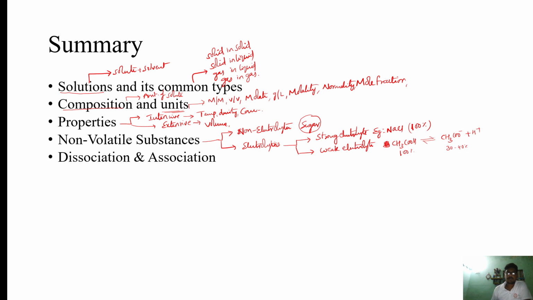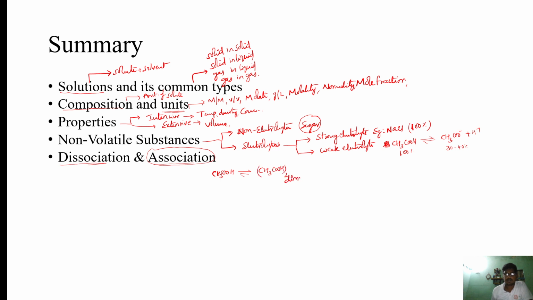Another concept is dissociation and association. We have studied dissociation, just like in the case of strong electrolyte and weak electrolyte, where our electrolyte gets dissociated upon dissolution, whereas association is nothing but, suppose you have a solute like CH3COOH, which is capable of forming hydrogen bonds, so it can convert into dimer, trimer or tetramer.